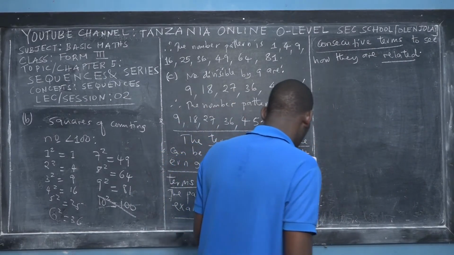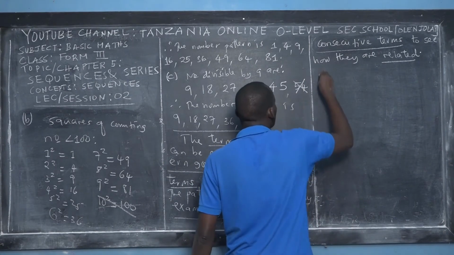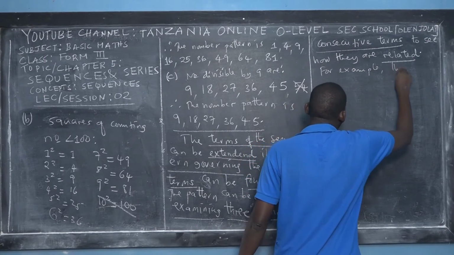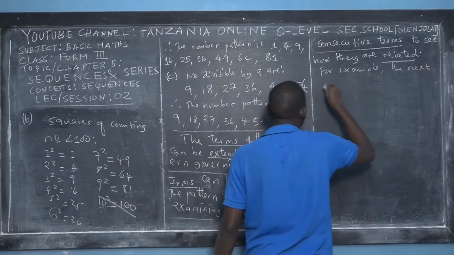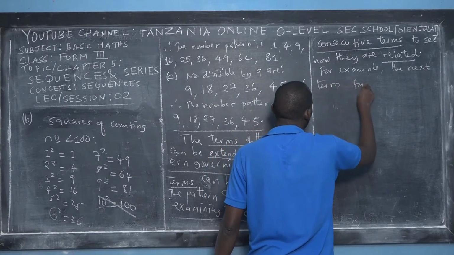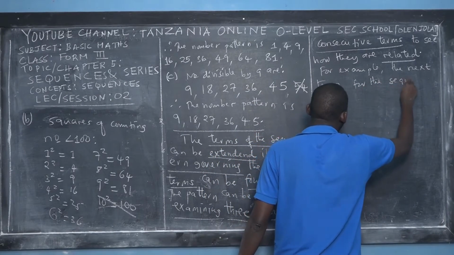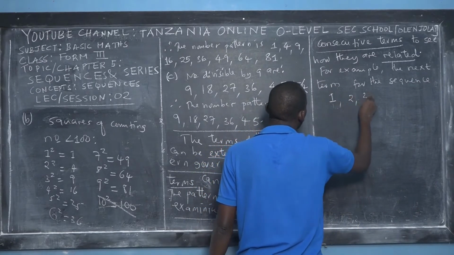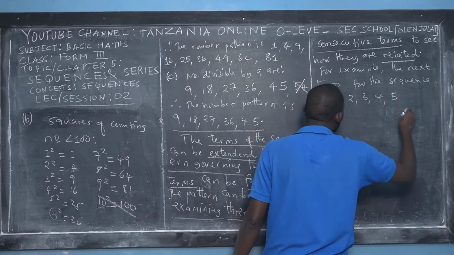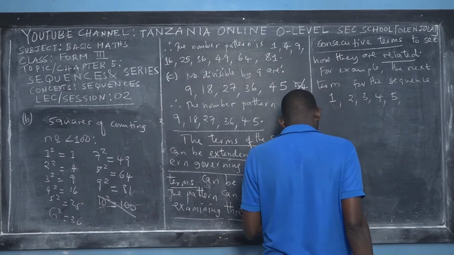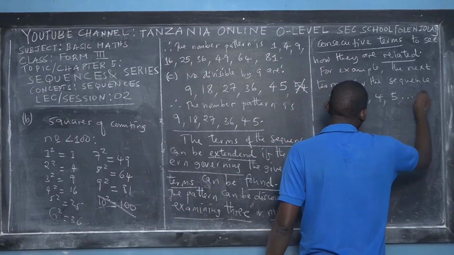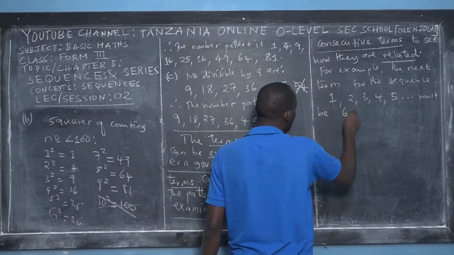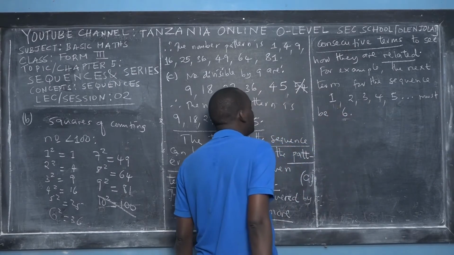For example, the next term for the sequence 1, 2, 3, 4, 5 must be 6. Why? Because the difference between these terms is 1.